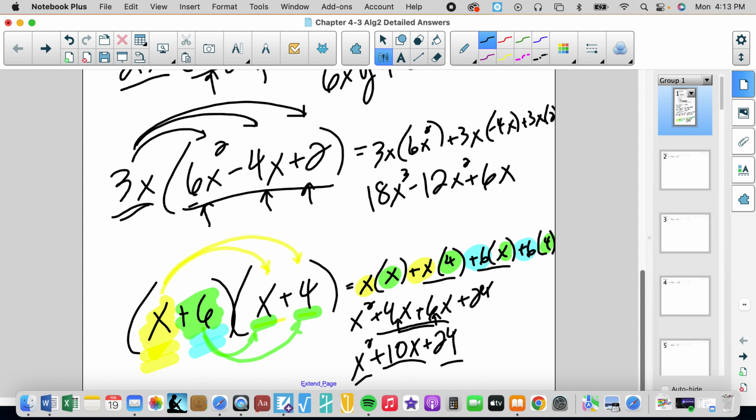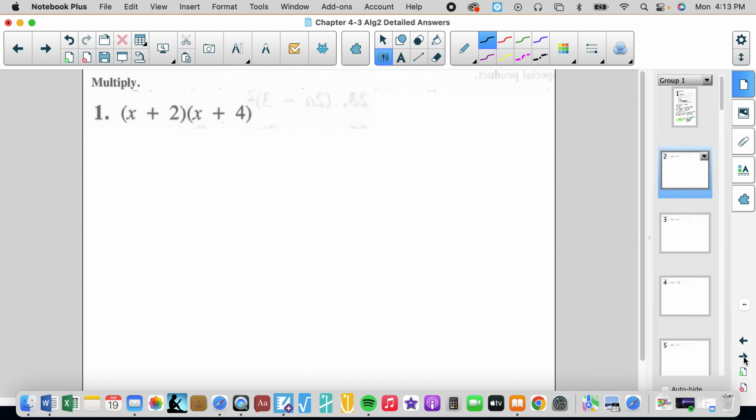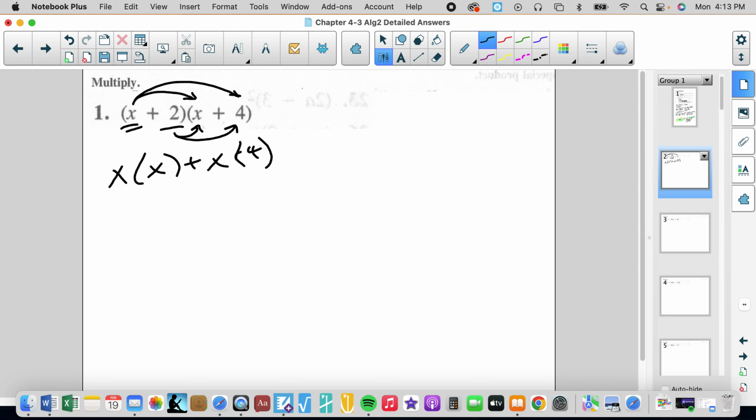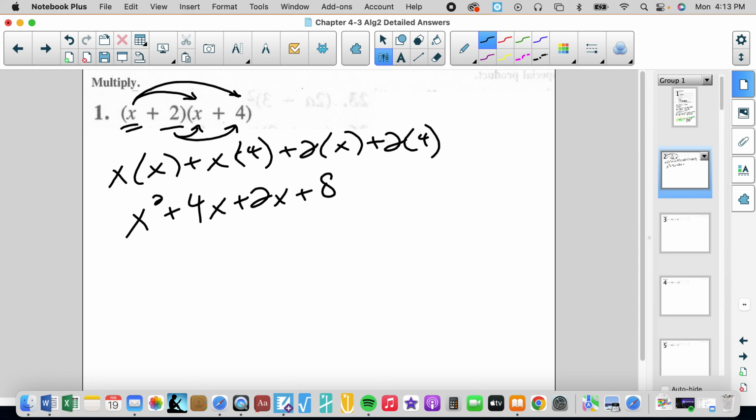This is just a product, that's just a product. So I'm going to go fast in this. You should know this. You're going to distribute x to x and x to the 4, and then you're going to distribute the 2 to the x and the 2 to the 4. X squared plus 4x plus 2x plus 8. Your outside and inside are like terms, so you combine those, and that is your answer.